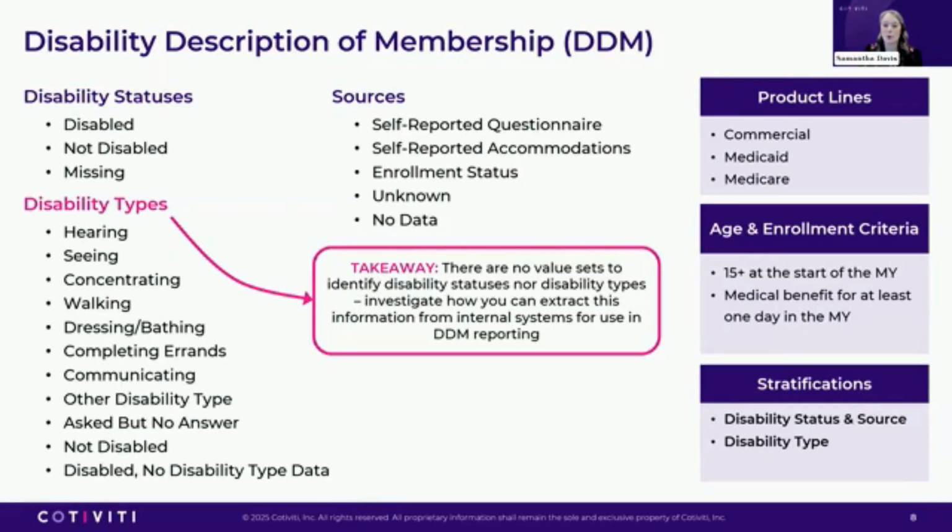NCQA is looking for comment on whether the measure should include disability type reporting or not. They're also looking to know if they should have a specific list of disability accommodations for reporting in this measure, and if so, which they should include.